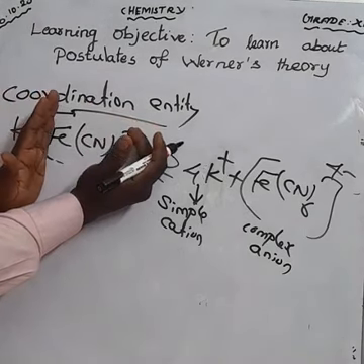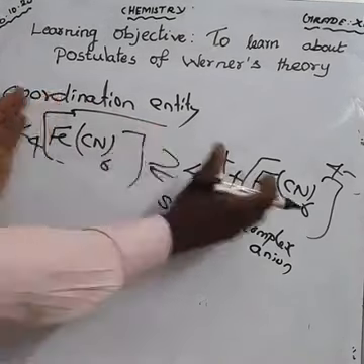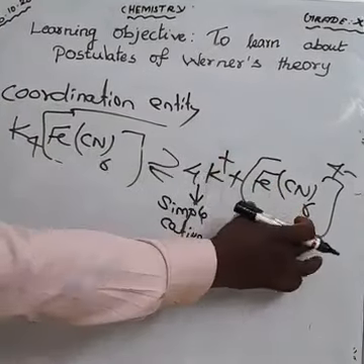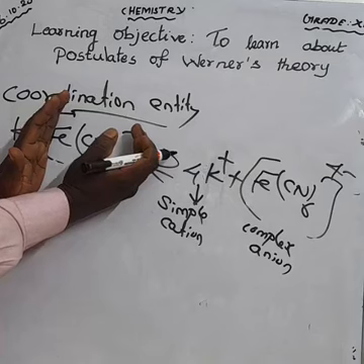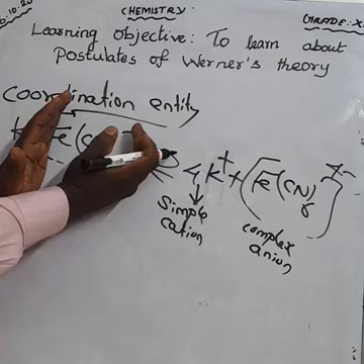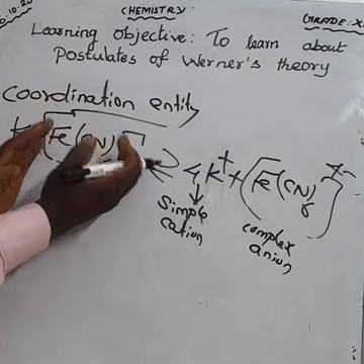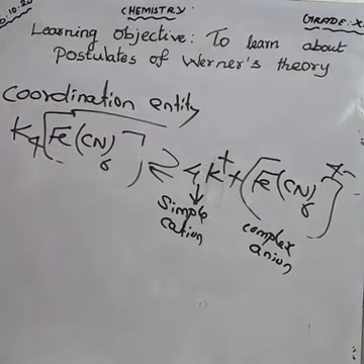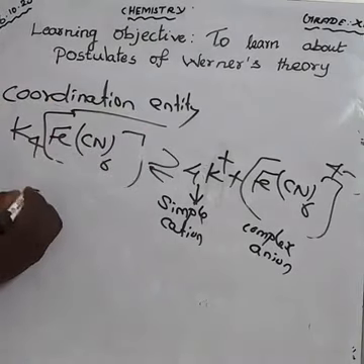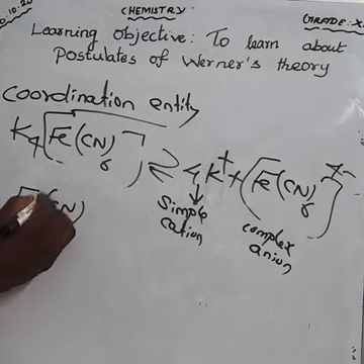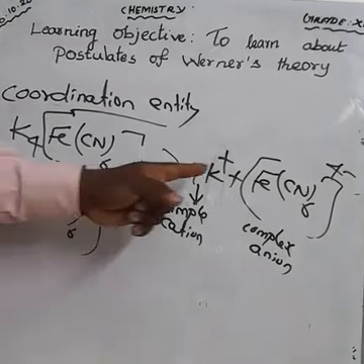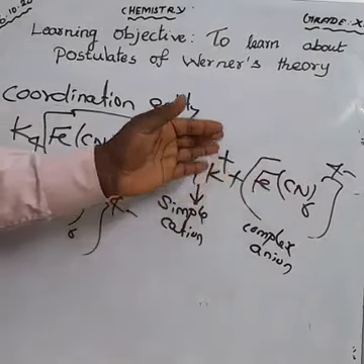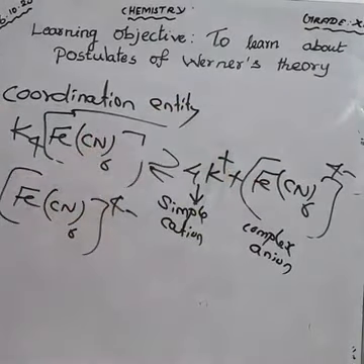This one is called what? Coordination entity. I wrote here, this is called what? Coordination entity. Clear? Can you understand? What is the coordination entity? The coordination entity means it is enclosed in a square bracket. That is [Fe(CN)6]4-. Okay. How we get 4+ and how we get 4-, I will explain later. Now, this is about the coordination entity.